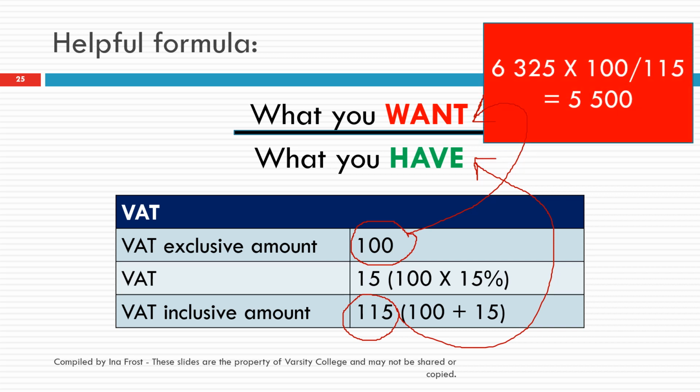Okay, so there you can see up there on the right-hand corner in the red block, I take the price including VAT, so that's this one here, the 6,325. I multiply it with what I want, divided by what I already have, and that then gives me the price excluding VAT of 5,500.